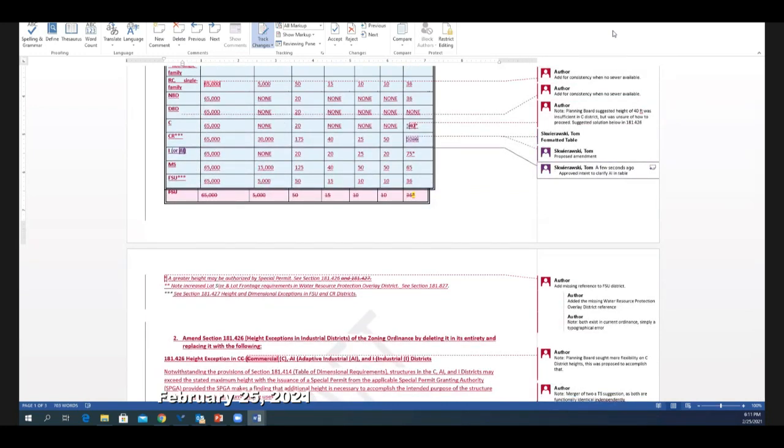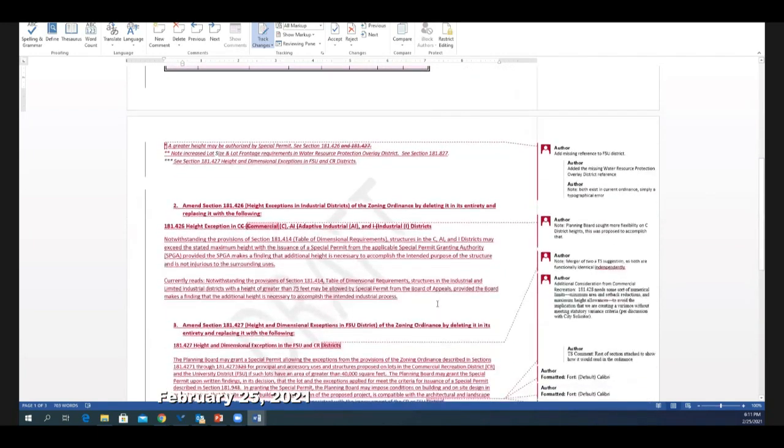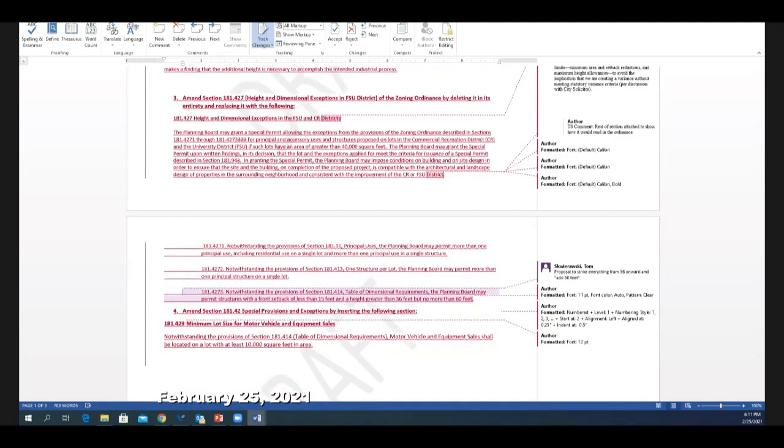All right. So I would entertain a motion to accept the proposed zoning changes as amended. Motion. Second. Does anyone oppose? All right, great. We can move forward. Okay.